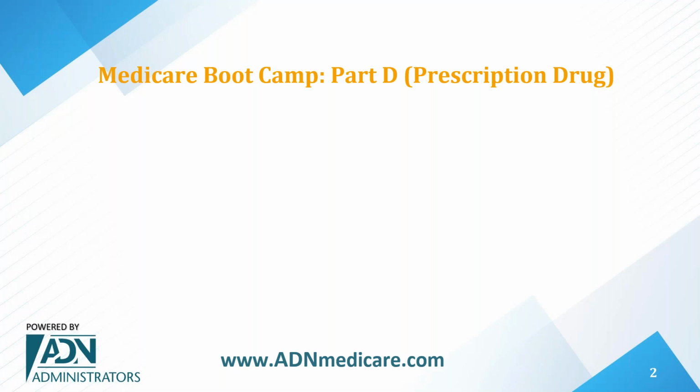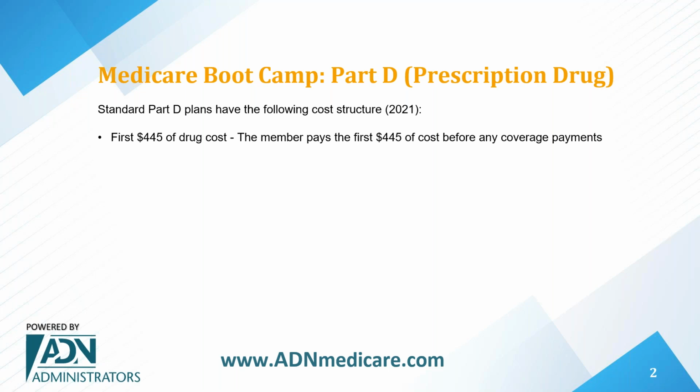For 2021, the standard prescription drug plan has a structure that looks like this. And please remember that this does not include copays or coinsurance. First, there's a $445 deductible. You must pay the first $445 of your total drug costs before the insurance company pays anything.